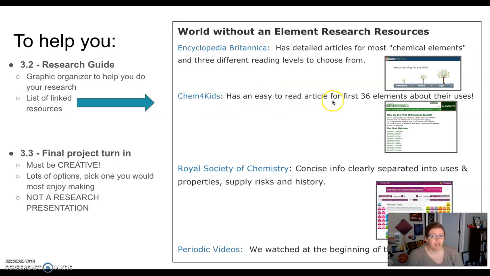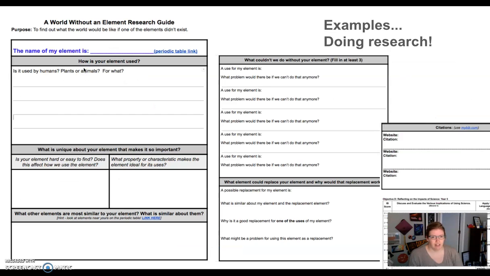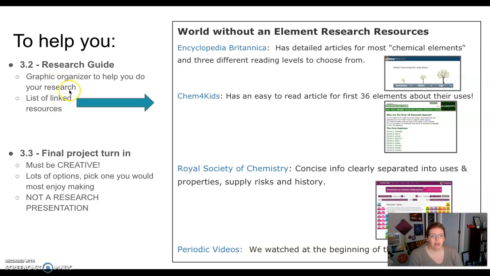Chem for Kids has really good articles about the first 36 elements. The smaller an element that you pick from the periodic table, the easier this project is going to be for you. Then the Royal Society of Chemistry has some pretty concise info, maybe a higher reading level, but it's pretty concise. That means it's short, so it's easy to check out. And those periodic videos we watched at the beginning of the quarter might also be a good place to start. So these are all of the resources I have for you in the linked resources. And then there's a graphic organizer. We'll talk about that in a second. It looks like this, and you'll use it to help you organize your research.